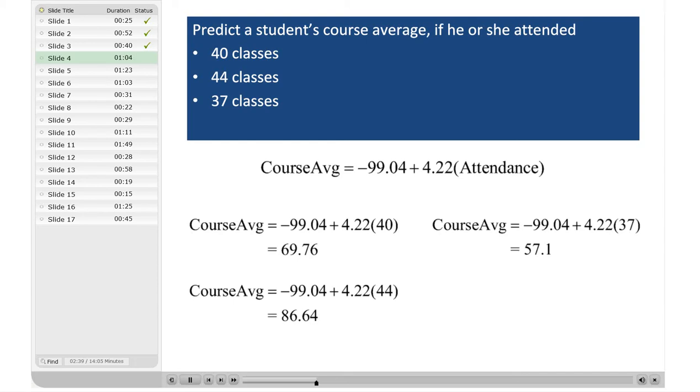That doesn't actually mean that that student will have a course average of 69.76, but it's our best prediction based on the data that we have available to us. And then you can see that we've repeated that process for the other two students as well. And we're seeing that the student who attended class most is most likely to have the highest course average, and the student who attended class the fewest times is likely to have a low course average.